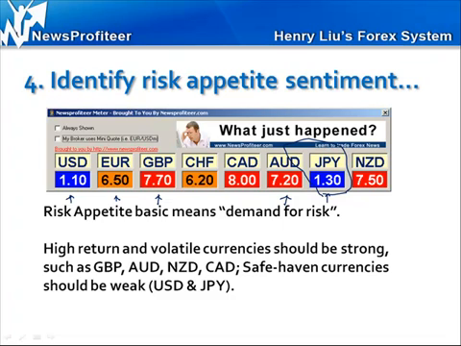So if you identify this during a London session, you might be able to hold on to this trade until the New York session. So there are a lot of ways to trade this, but the idea here is to really be able to identify the sentiment, and once you are able to identify the risk sentiment, you can basically follow it, and it will give you a good return and a good profit.